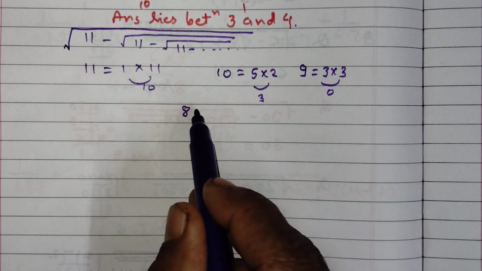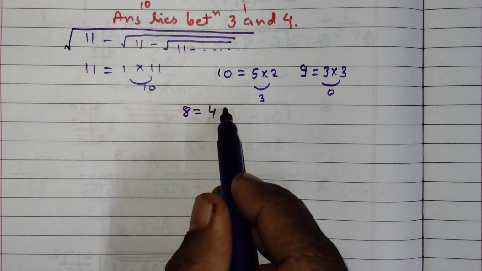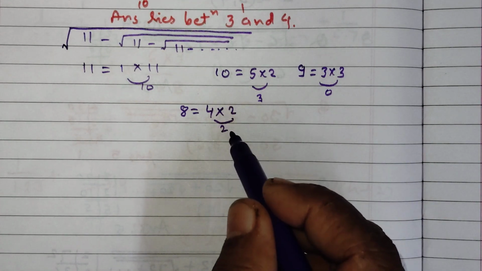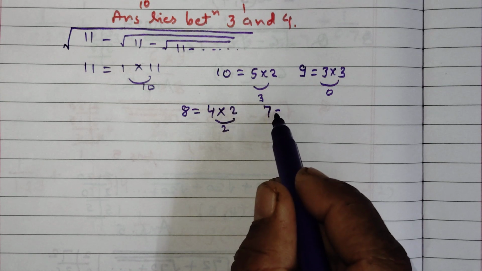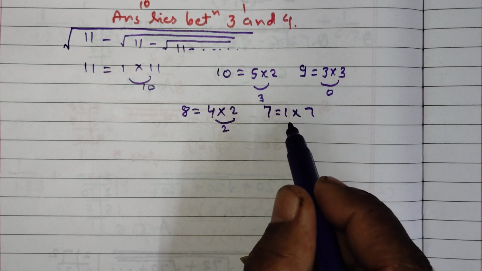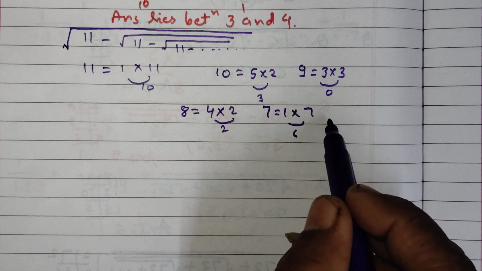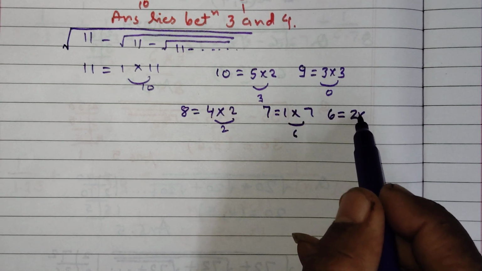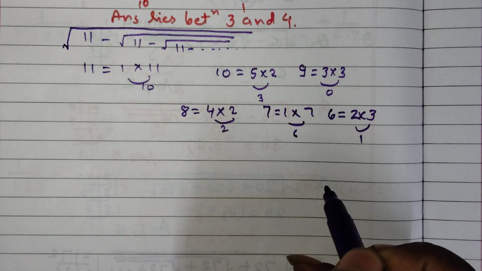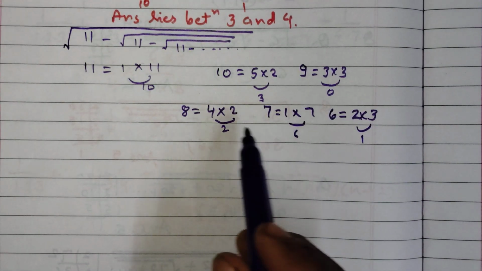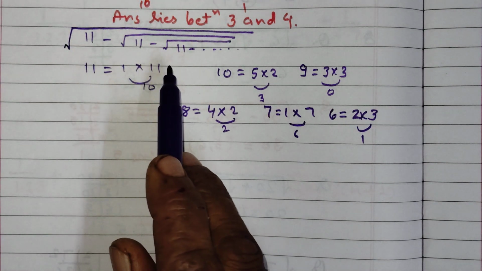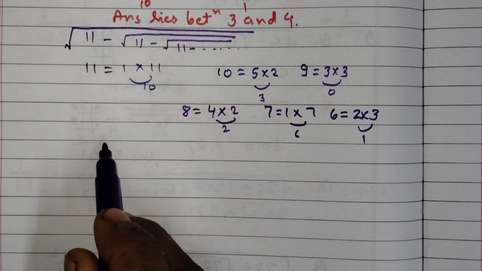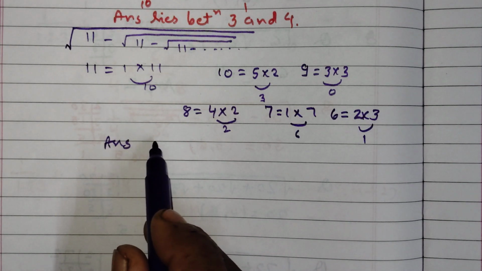Next number we take is 8, with factors 4 and 2, which have difference 2, so it is also rejected. Next we take 7. Its factors are 1 and 7, so the difference is 6. It is also rejected. Next number we take is 6. It has factors 2 and 3, so its difference is 1. So the answer of square root 11 minus square root 11 minus square root 11 lies between 2 and 3. So the answer of this question also lies between 2 and 3.